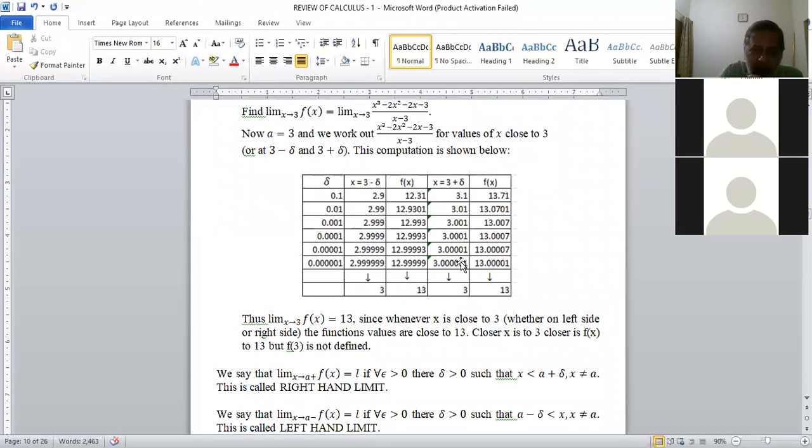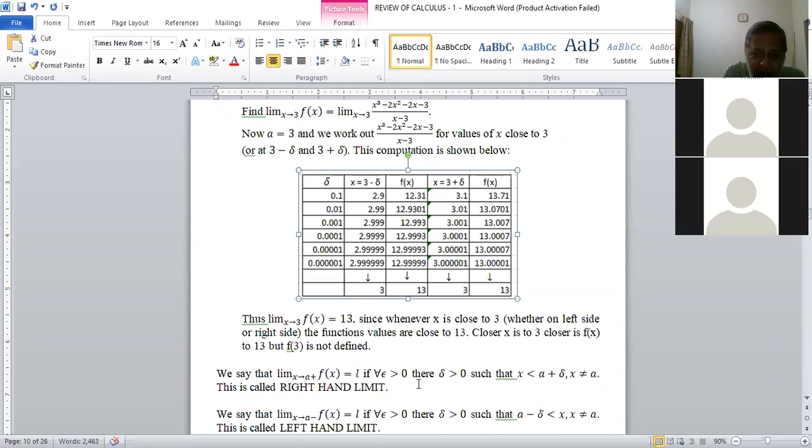That's good. So from both sides, as x approaches 3, either from the left side or from the right side, you get the same result, 13. Although we did not use x equal to 3 in this whole calculation, we have just written x approaches 3. X approaches 3, so y approaches 13. From both sides, we get the same values of y that our results are going towards.